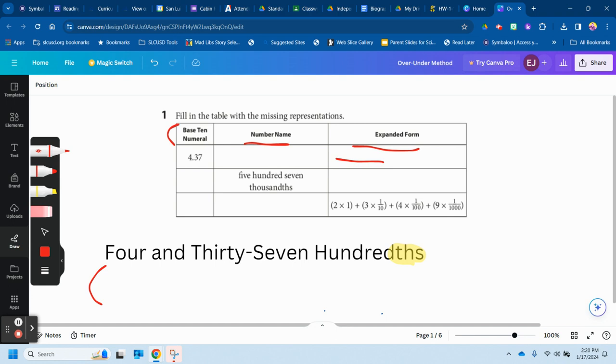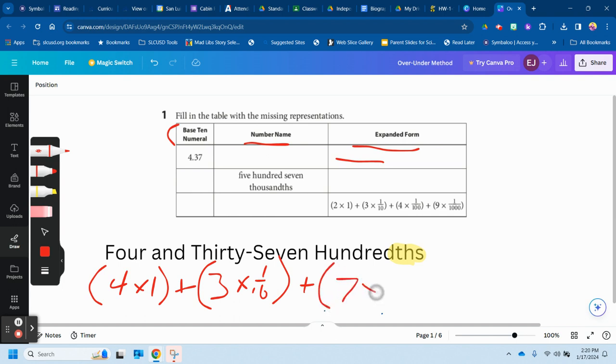So in parentheses, 4 times 1, plus 3 times, that's tenths, 3 tenths times 1/10, plus 7 times 1/100th. That's what it looks like. That's what you'd write right up here in expanded form. So you got that. You can rewind and pause if you need to check it out.